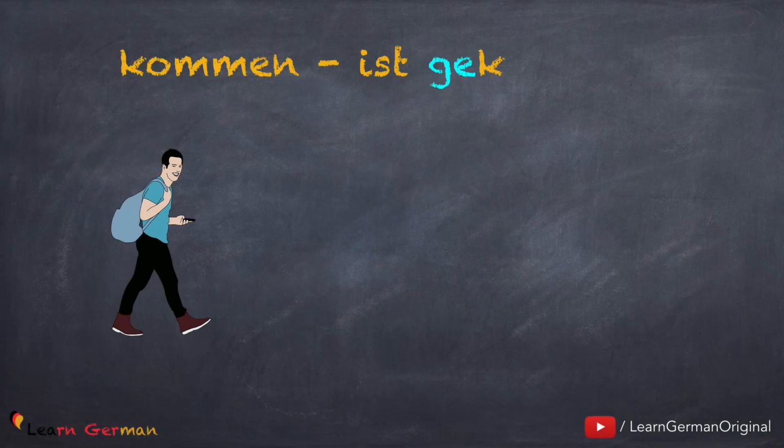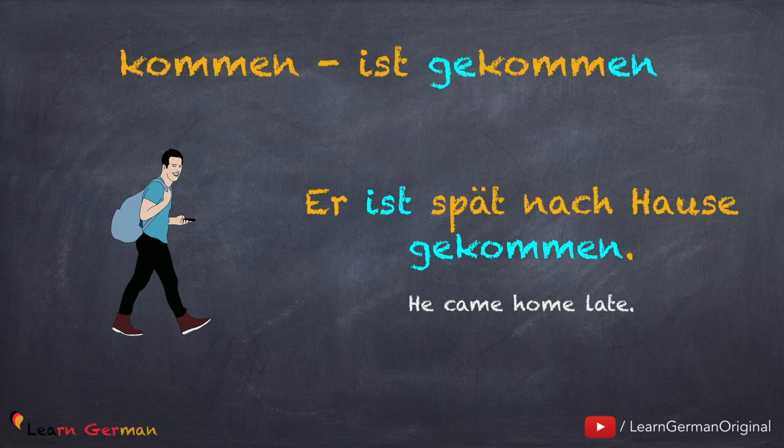Next verb is kommen. Ist gekommen. Kommen doesn't have a Vokalwechsel in the present but in its Präteritum form. That's why it's an irregular verb. So in Perfekt, such verbs just take a ge plus Verbstamm plus en at the end. And here's an example. Er ist spät nach Hause gekommen.